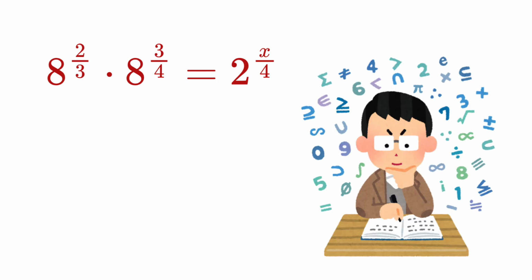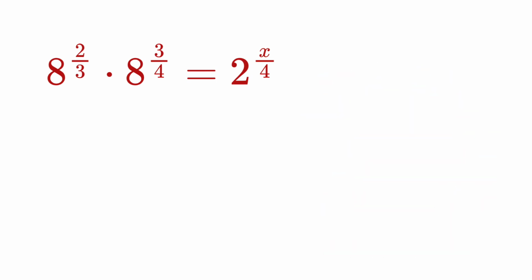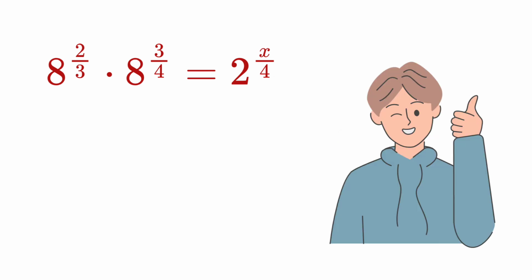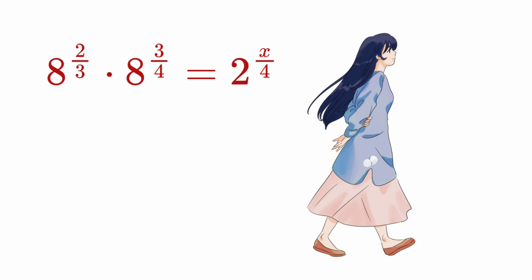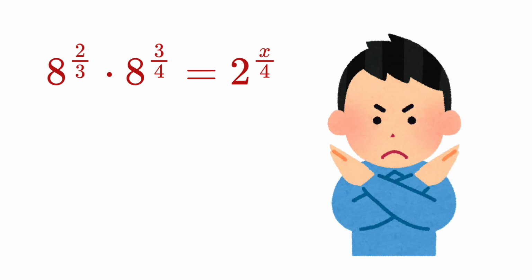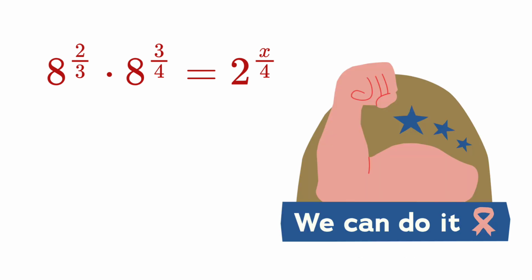Today we are solving a nice math Olympiad question. The question looks a bit confusing, but we will end up with a simple and easy answer. Our question is 8^(2/3) × 8^(3/4) = 2^(x/4). 90% of the people cannot solve this problem. But we can do it now.